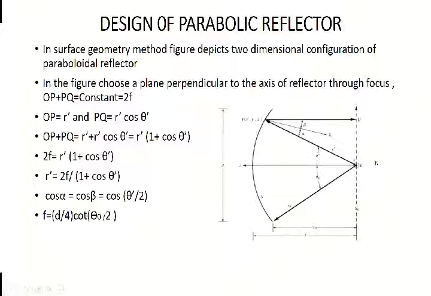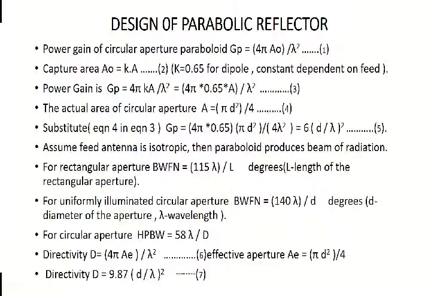But in the diagram, this is one F and this is another F. Because the whole of this length is chosen to be equal to F, I am writing this value plus this value to be equal to approximately a constant which is equal to 2F. That's what in the first line itself we have written. OP plus PQ is equal to, say, some constant which is equal to twice the value of F. So 2F divided by (1 plus cos theta dash) becomes equal to R dash, and the angles cos alpha, cos beta can be defined in the diagram using cos theta dash divided by 2. So this gets the analysis of basic design.